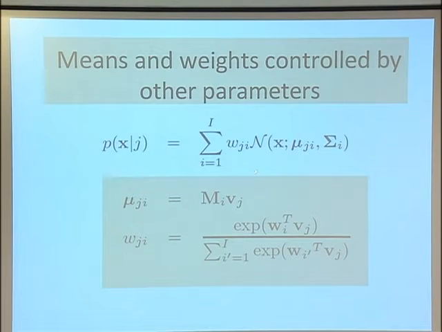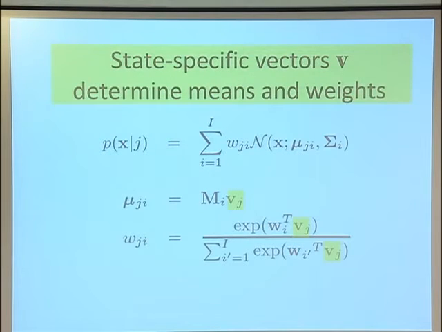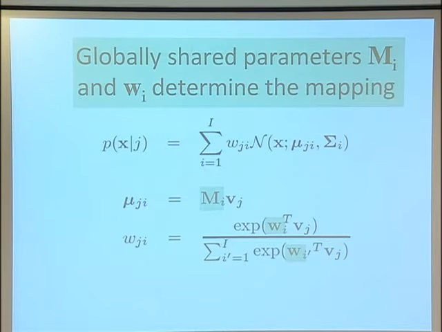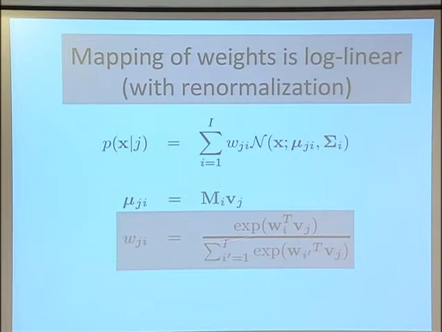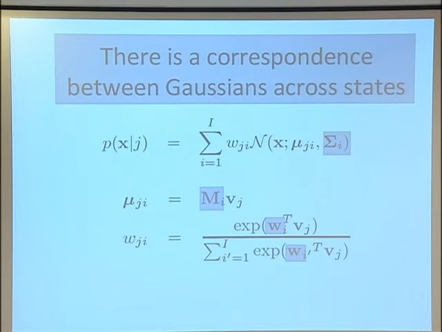And as the others mentioned, the means and the weights are determined by these special formulas in the subspace. And we have these state-specific vectors that describe how the states vary. I think it's been made quite clear already that you have these globally shared parameters, and then you have the state-specific parameters. Now, there's this linear mapping from the state-specific parameters to the means, and the mapping of the weights is kind of linear in log space with renormalization. So you can kind of view it as linear in a kind of meaningful space.